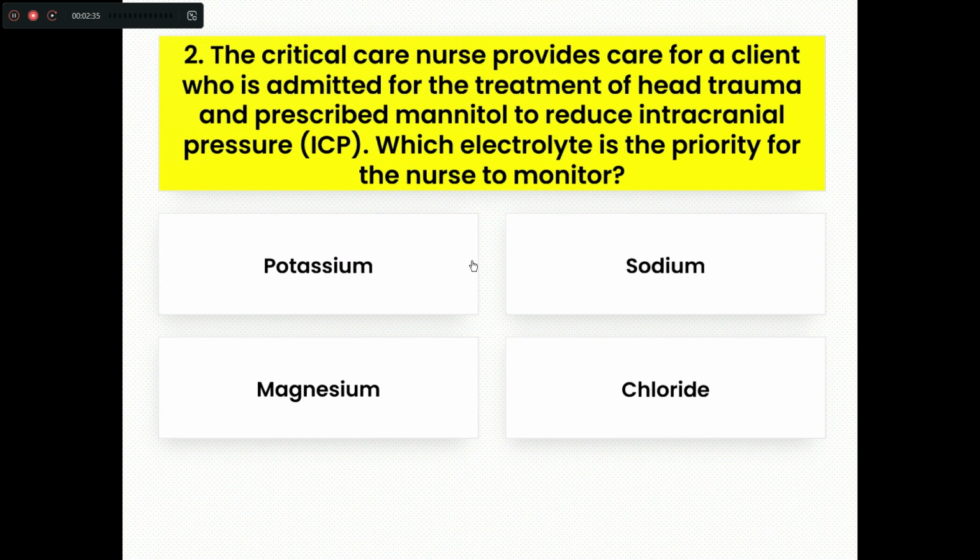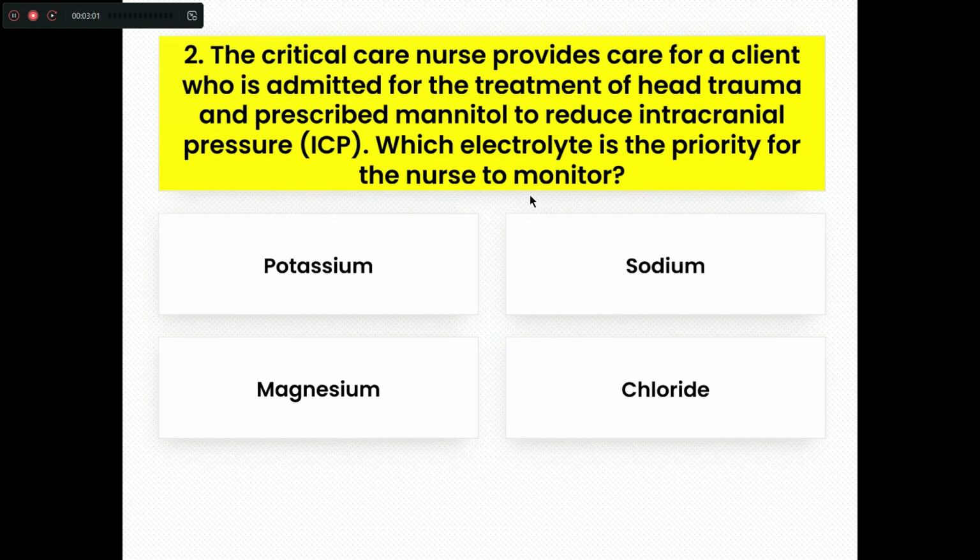The critical care nurse provides care for a client who is admitted for the treatment of head trauma and prescribed mannitol to reduce the intracranial pressure. Which electrolyte is the priority for the nurse to monitor? Option A, potassium, B, sodium, C, magnesium, D, chloride. Let's see the right answer.